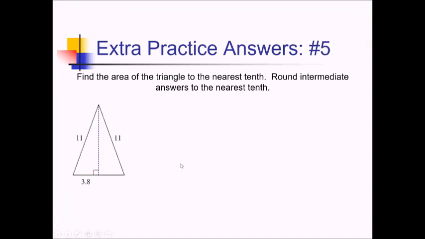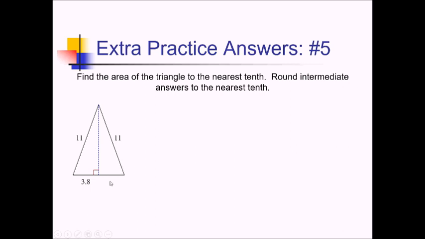On this problem, I'm trying to find the area of this isosceles triangle. So in order to get the area, I need the base and the height for 1/2 base times height. The base is not 3.8. That's actually the base of one of these half triangles. We know it's a half triangle because this is isosceles, and we've got the same measurements over here as we do over on this other side.